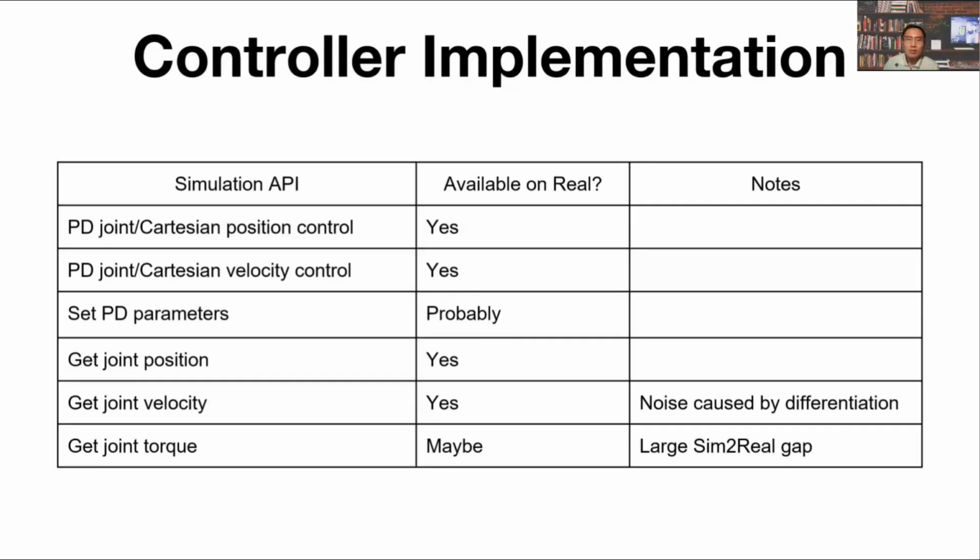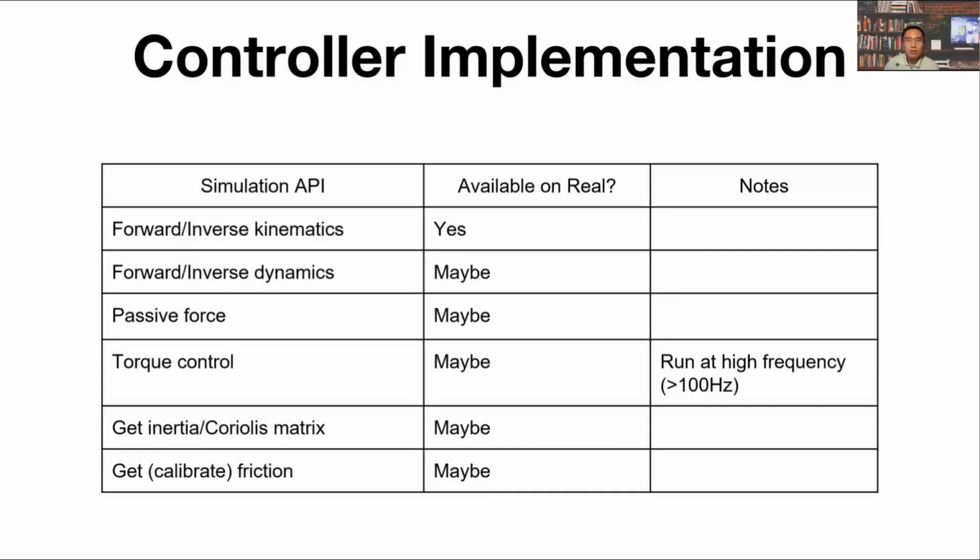Besides these sensing and model gaps, there are also some gaps in controller implementations. In simulations, we can use all kinds of controllers like position control, velocity control, and torque control, and change the controller parameters freely. But in the real world, the provided APIs are different for different robots. For example, for some robots, we can set the PD parameters of the controller, but for some robots, it is restricted. Also, some robots like Franka provide the torque control API, but it needs to run at high frequency with low latency for stability.